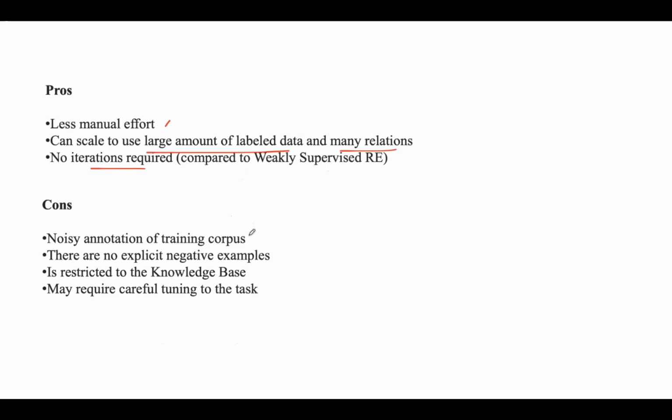Coming to the disadvantages, there is noisy annotation of the training corpus, and there are no explicit negative examples because we are assuming that all sentences in the unlabeled text are positive examples. It is also completely restricted to the knowledge base, because we are extracting relation structures or seed tuples from the knowledge base. And while tuning, we need to be very careful.